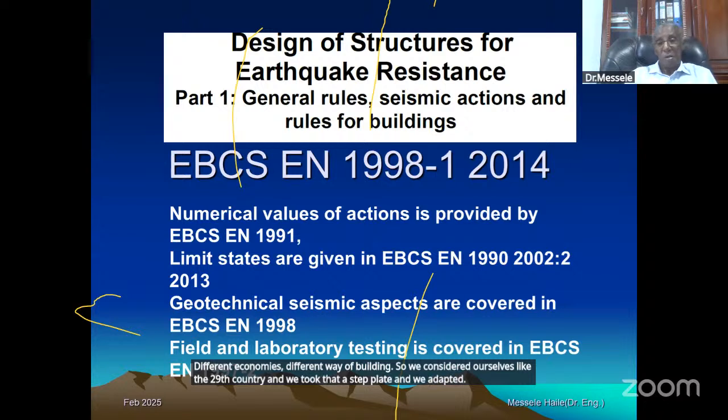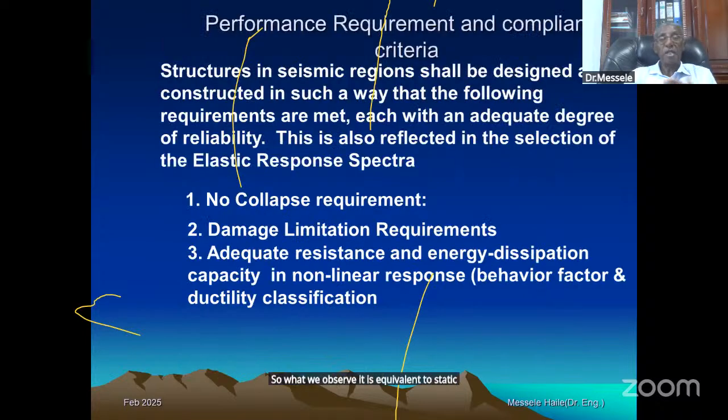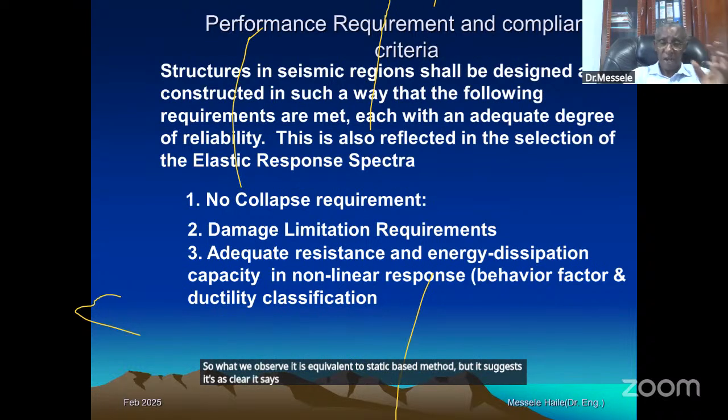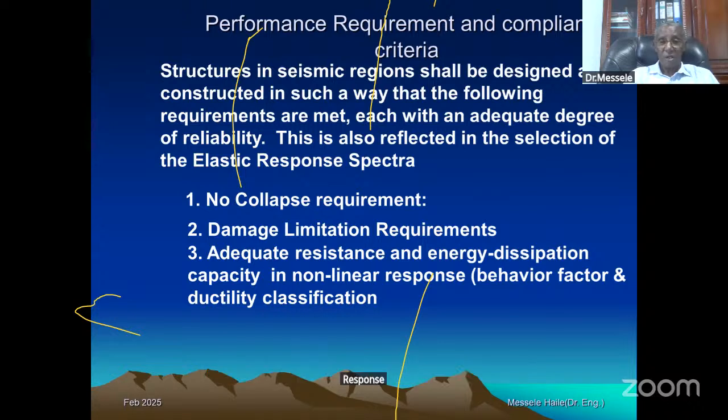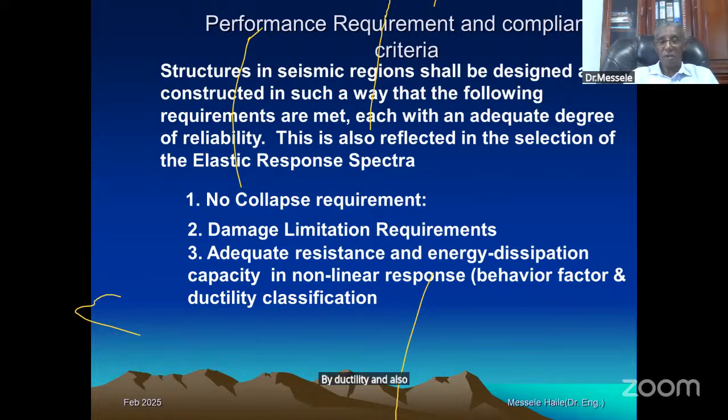So we have that code. It is equivalent to the static-based method, but it's suggested as clear. It says, if your building is high, important, or irregular, horizontally and vertically, you have to go to dynamic analysis. Clearly stated. For simple buildings we can use it, considering the response spectra, so that way we can touch some of the dynamic aspects beyond the elastic range by ductility and also by some energy dissipation mechanism.